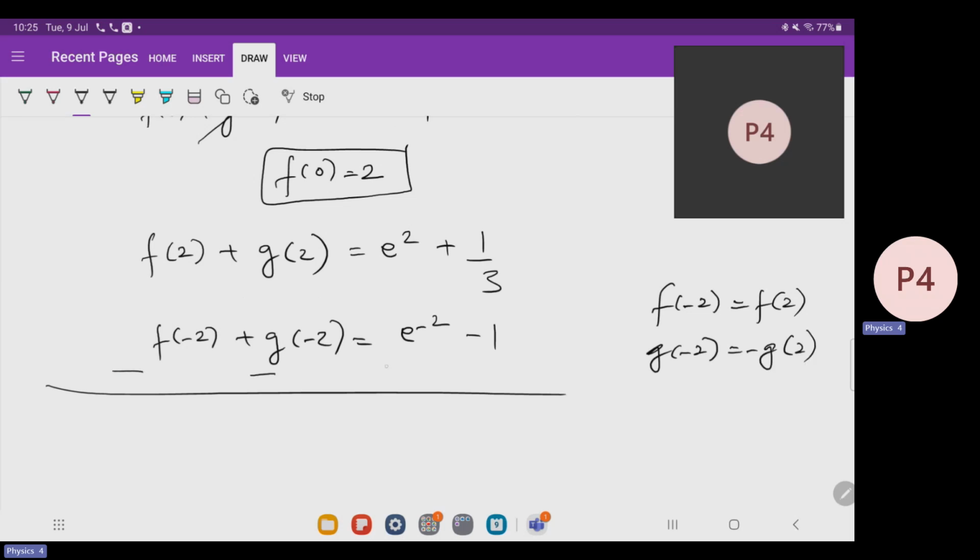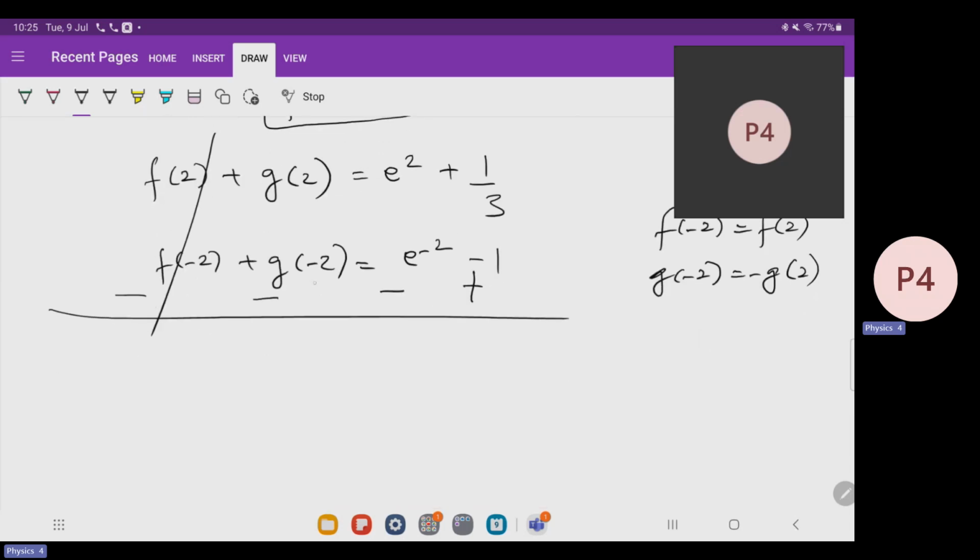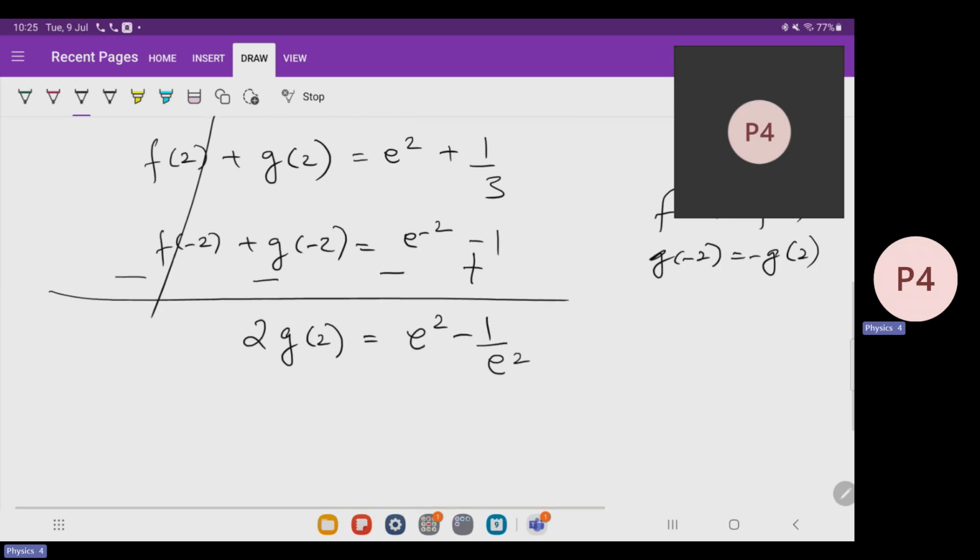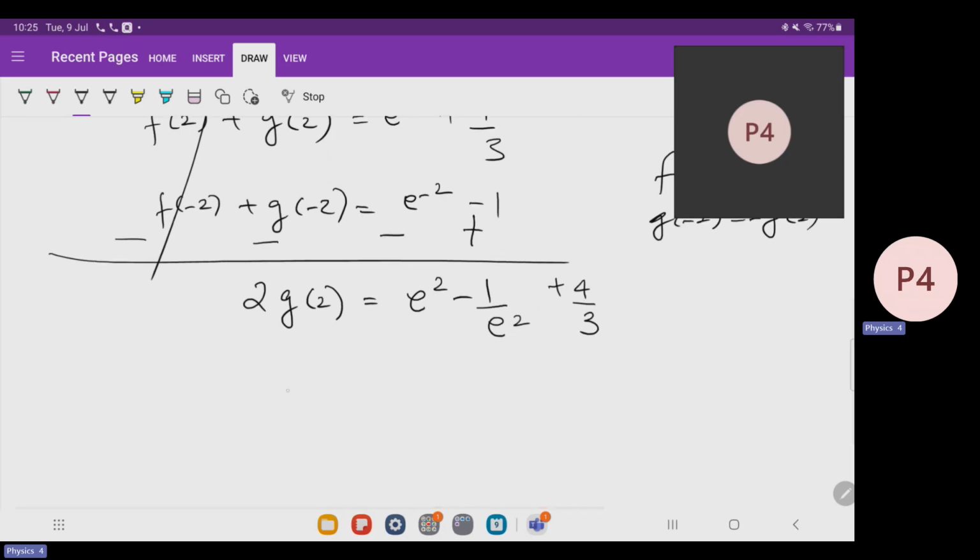So if we subtract this equation, this gets cancelled. Now since g of minus 2 is minus g of 2, this will become 2g of 2 is equal to e raised to 2 minus 1 upon e raised to 2, plus 1 by 3 plus 1, that will become 4 by 3. So what would be g of 2? G of 2 would be e square by 2 minus 1 upon 2e square plus 2 by 3.